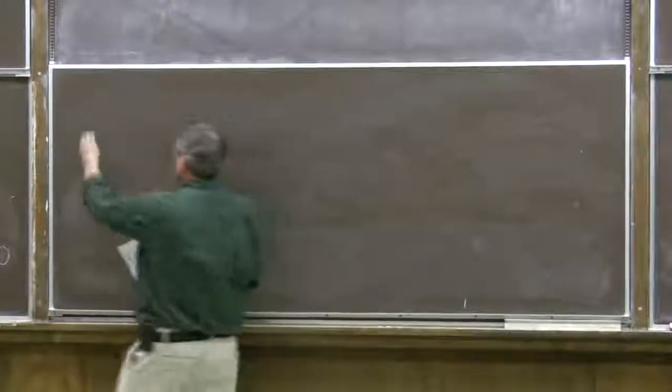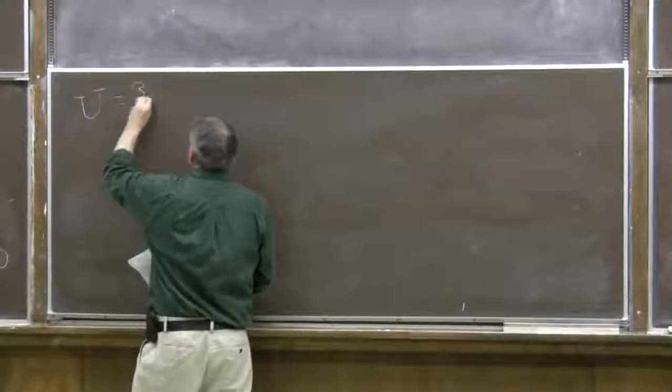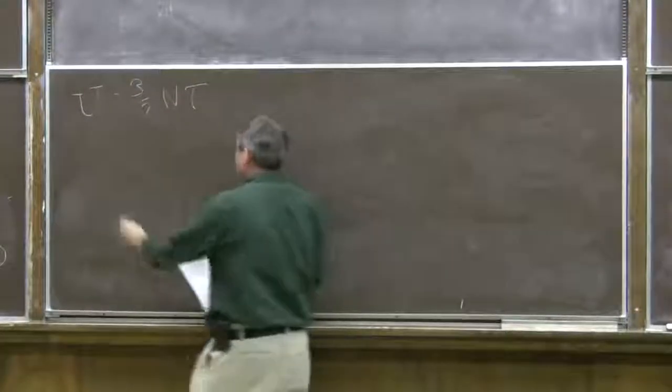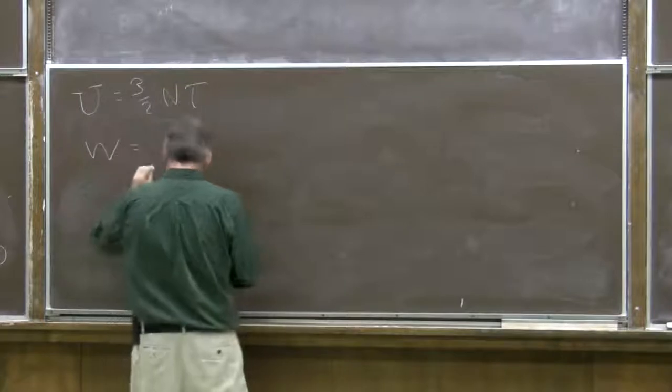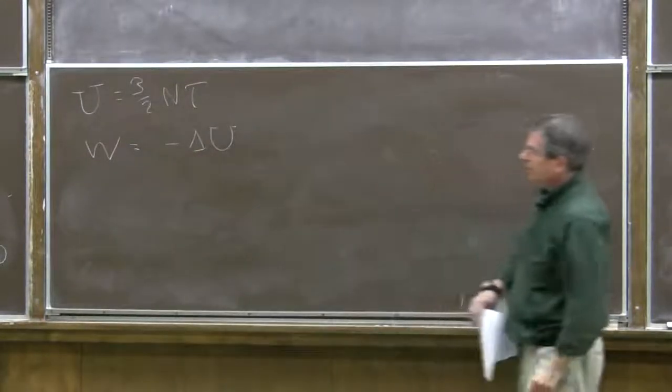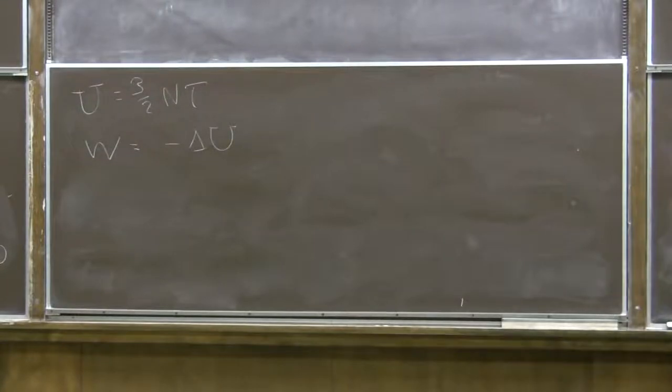So since U is equal to 3/2 n tau, and because we had a minus sign, the work done W is equal to minus the change in the internal energy. The energy to do the work comes from the decrease in the internal energy of the gas as it cools.